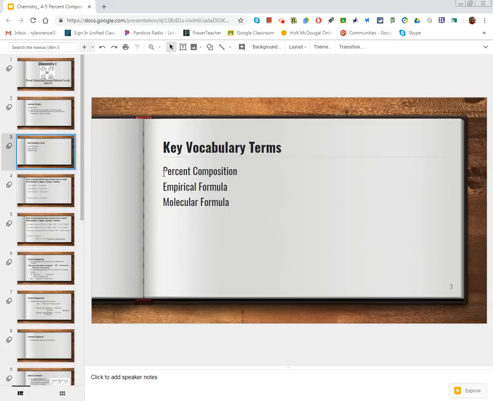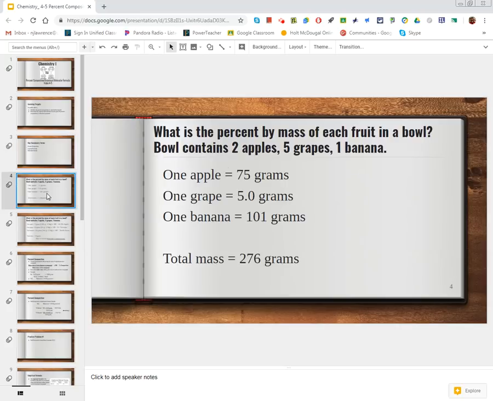As we get started talking about percent composition, let's just start off with a very easy question, something that you could probably figure out on your own. If you had a bowl of fruit that contained 2 apples, 5 grapes, and 1 banana, what is the percent by mass of each fruit in that bowl? So below I give you some information. I tell you how much each apple weighs, each grape weighs, and each banana weighs. Using this question and using your intelligence, you could probably answer this question. And this is exactly the same thing we're doing with percent composition. So how would you answer this question?